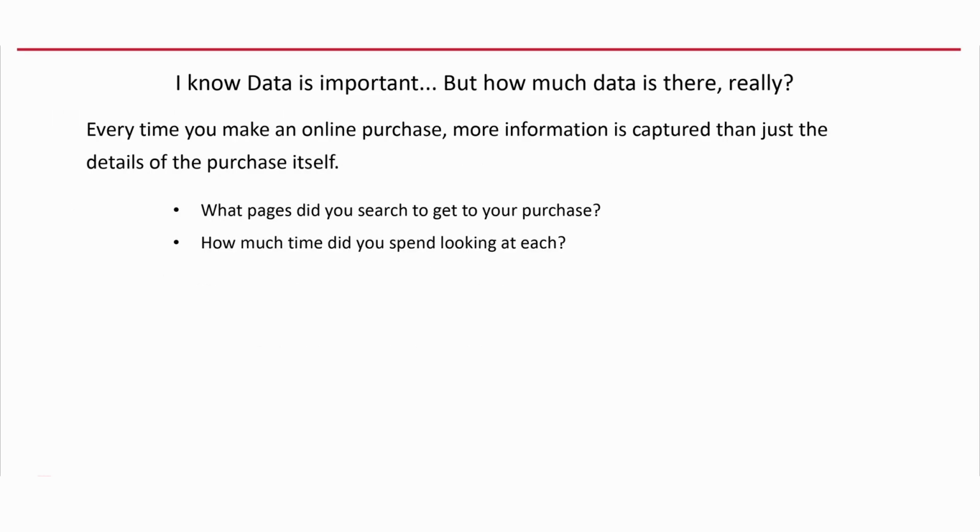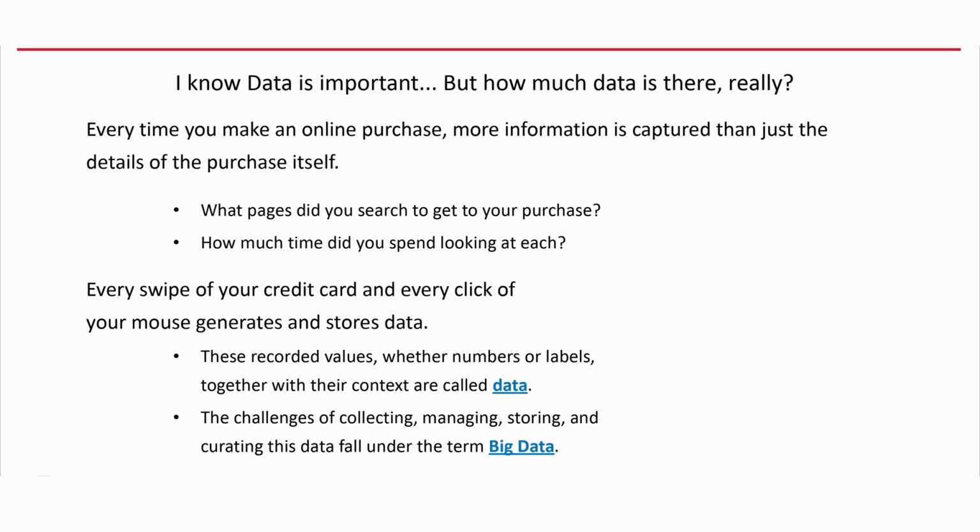I know data is important, but how much data is there really? There are probably the more obvious things that you can think of, like if you're going online making purchases, what page did you go to make those purchases? How long did you spend looking at each of those pages? Did you click any links there? And then there's also the things that are more physical, like swiping your credit card, using Apple Pay, and things of that nature. Any of those things that are recorded, whether they're values, numbers, or labels, that's what we call data. The numbers and values and labels with their context, that's data.